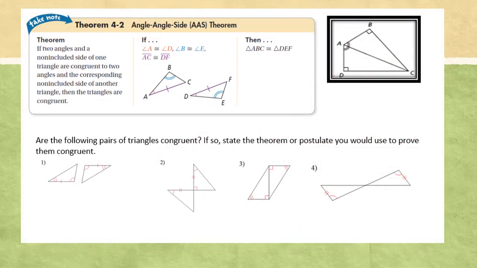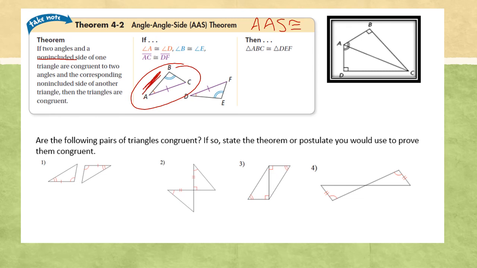All right, our last one is angle, angle, side. So angle, angle, side congruence. Okay, now again, it's really important you understand the difference between angle, side, angle, and angle, angle, side. So two angles and a non-included side of one triangle congruent to two angles and the corresponding non-included side of another triangle. So again, when I'm talking about two angles, in my picture here, if I'm talking about angle A and angle B, the included side is literally the side that's between them. So this side here, okay, that's the included side.